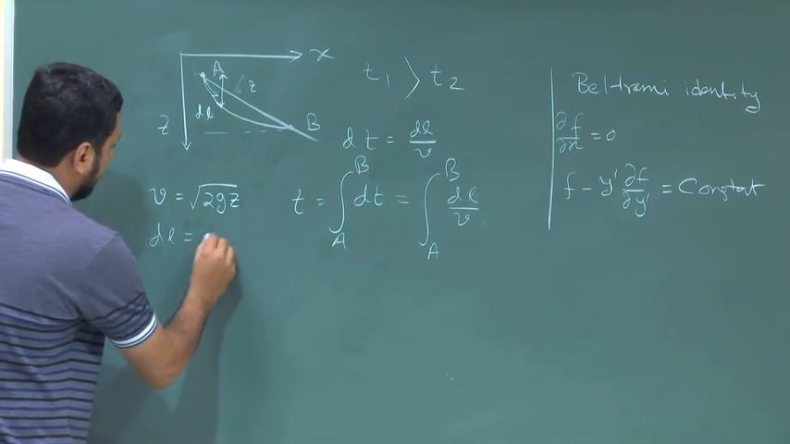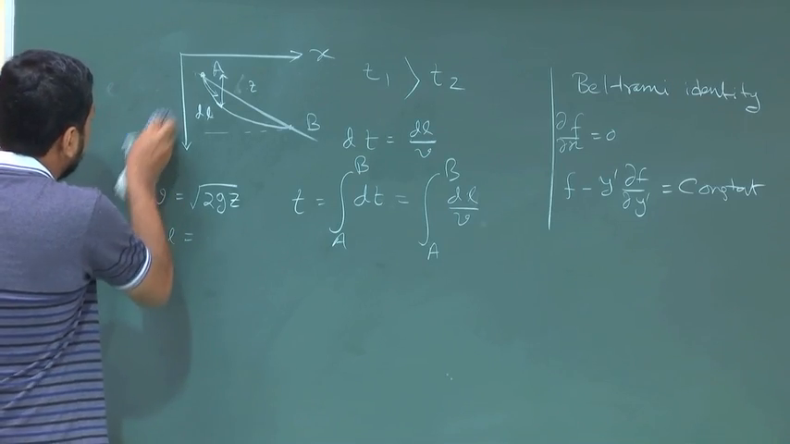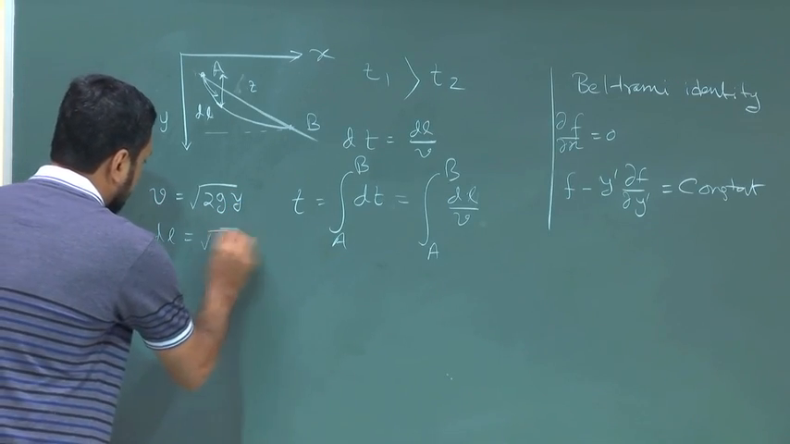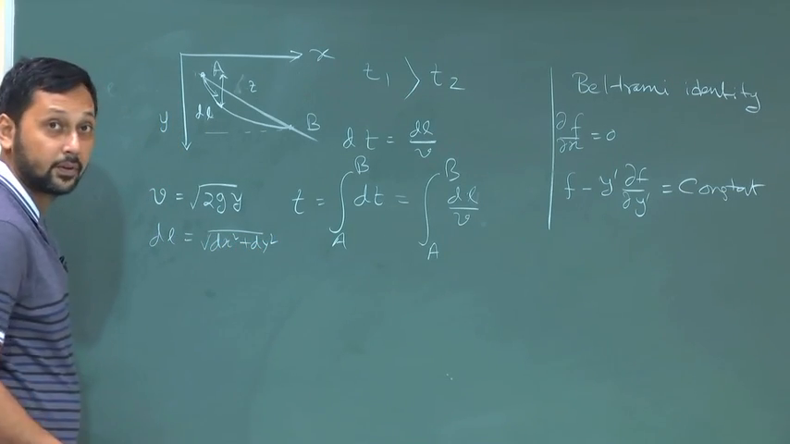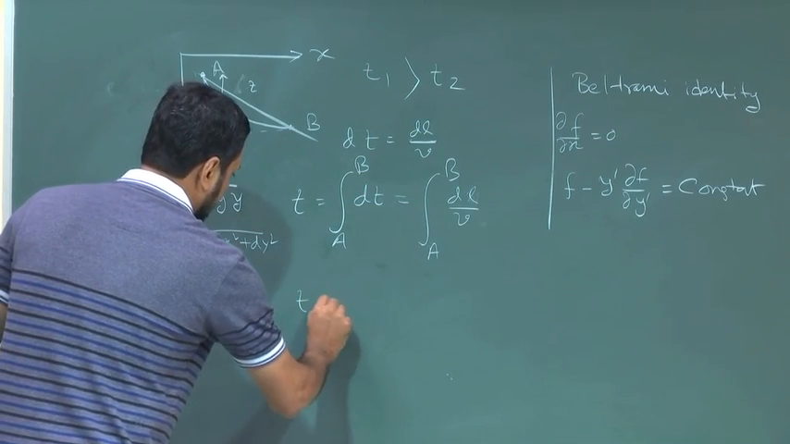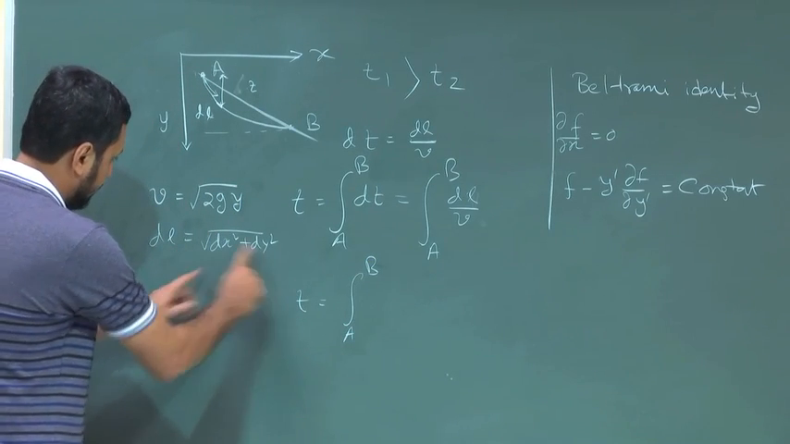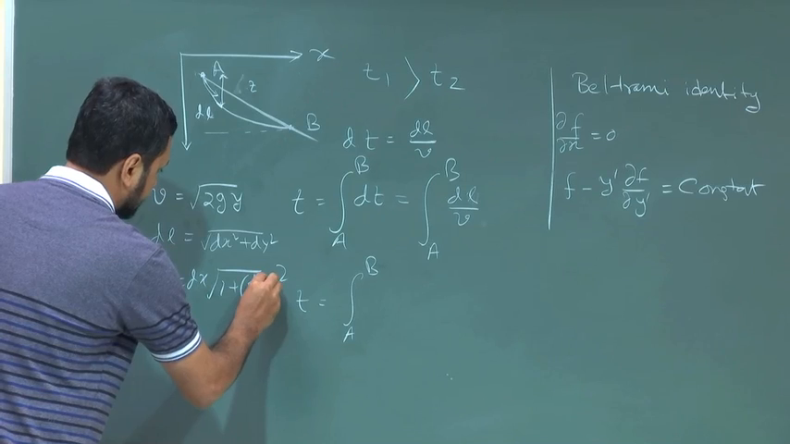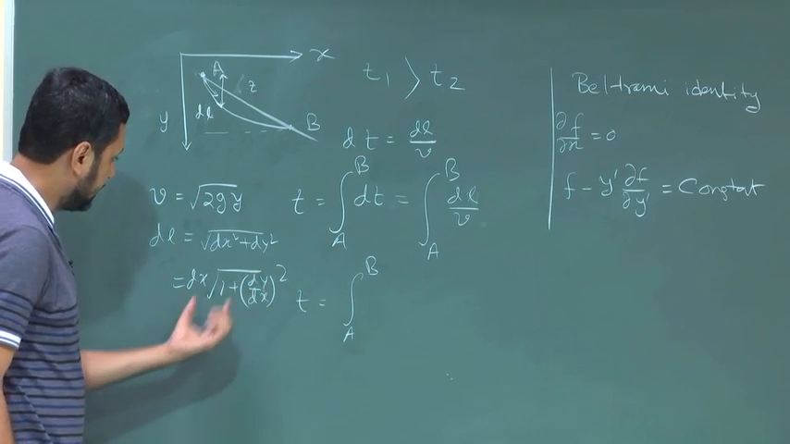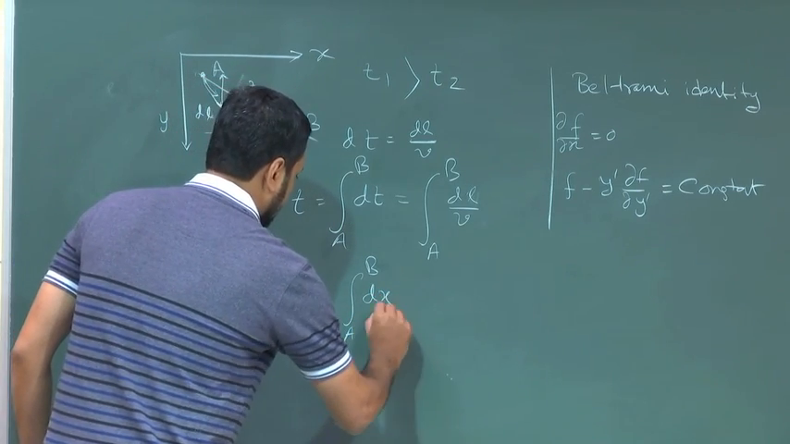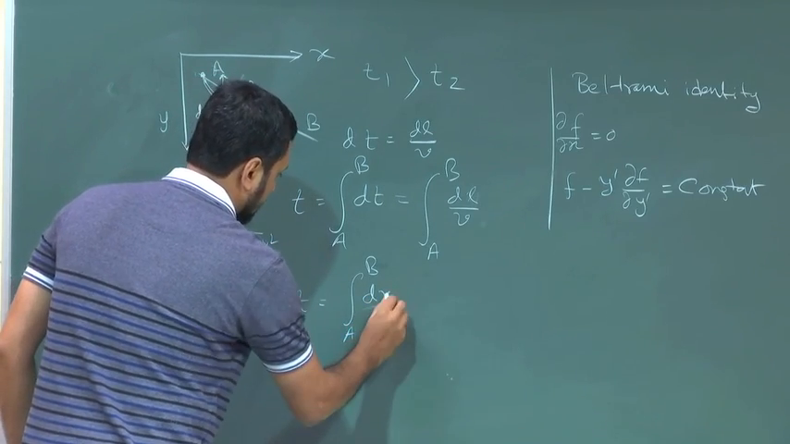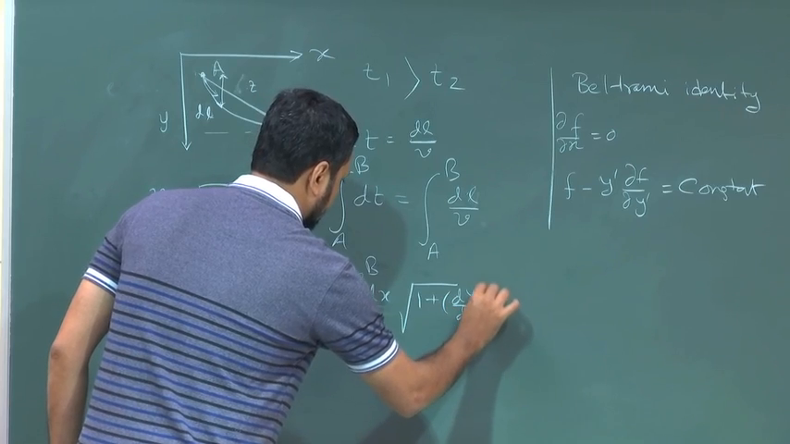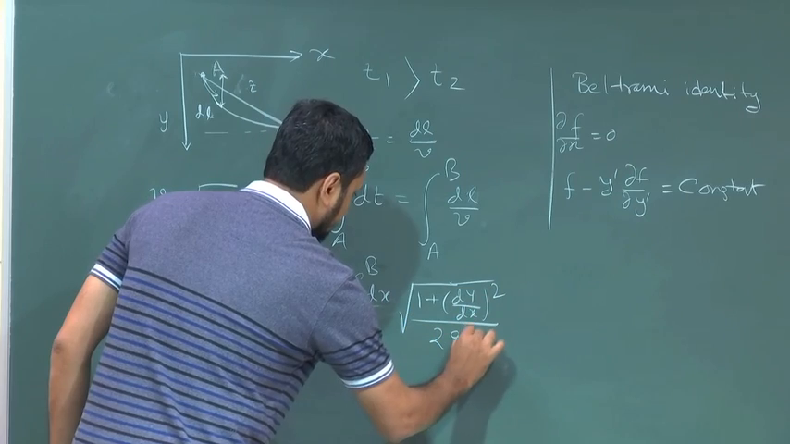So, dl can be written as, or actually what we do is I am just changing it to y, because it will be easier to write, nothing else. So, this is this, and this will be simply dx square plus dy square, right. So, if I substitute this here, your time t will be the integration from a to b. Once again we can write this as dx root over 1 plus (dy/dx) whole square, right. We can do that, and once we substitute it here, we get dx root over 1 plus (dy/dx) whole square divided by 2gy.